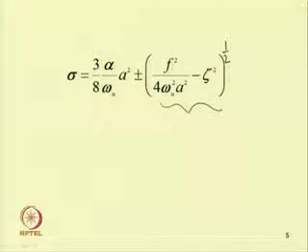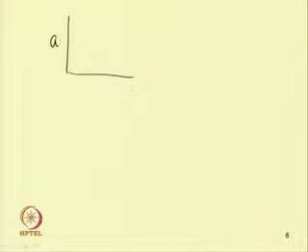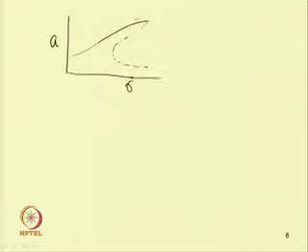So, now one can plot this response in terms of A and sigma. Let us plot for a positive value of sigma or positive value of alpha. If one plots A versus sigma, the curve will be similar to this. So, this is A, that is the amplitude.